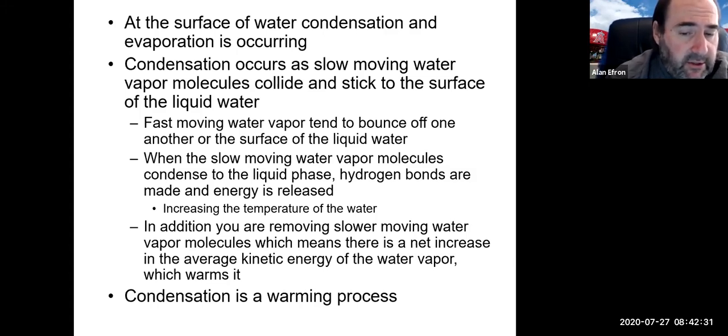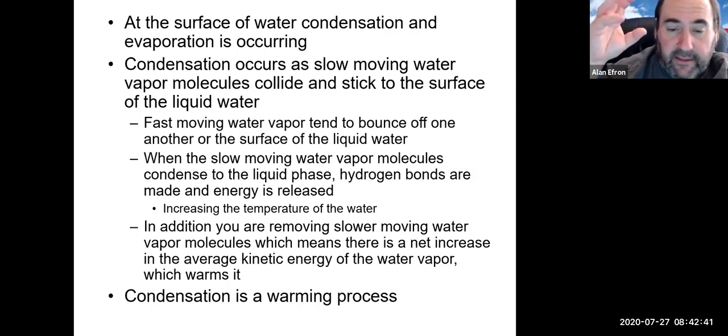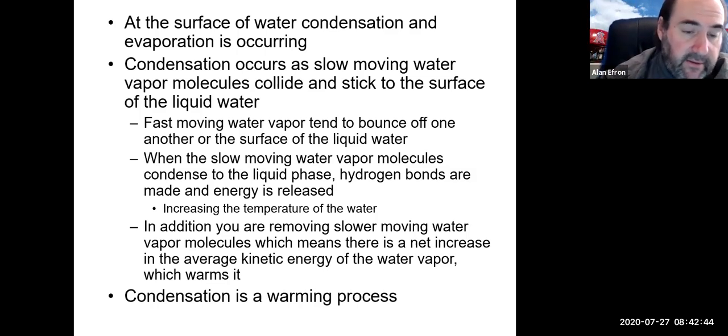So condensation occurs when we get these slow-moving water vapor molecules that basically collide. As they are flying around in the air, as we talked about, they're a little bit slower. They stick together, and they basically fall back into the liquid phase. When they do that, these fast-moving water molecules will basically bounce off the surface, but the slower guys will come back down into the liquid phase. Hydrogen bonding is being made in that process, and that's an exothermic process.